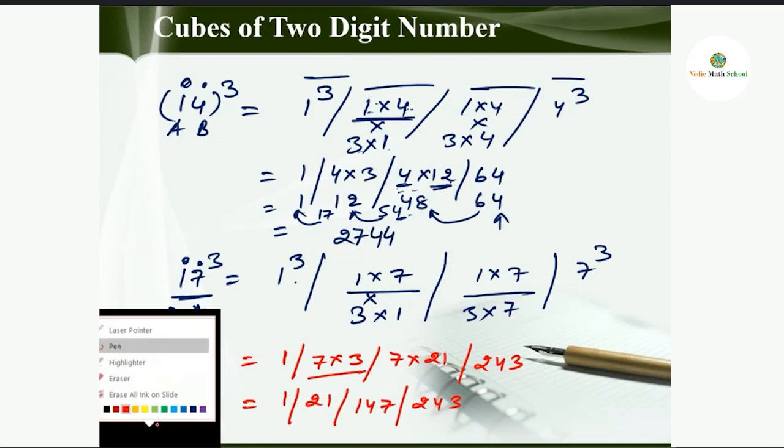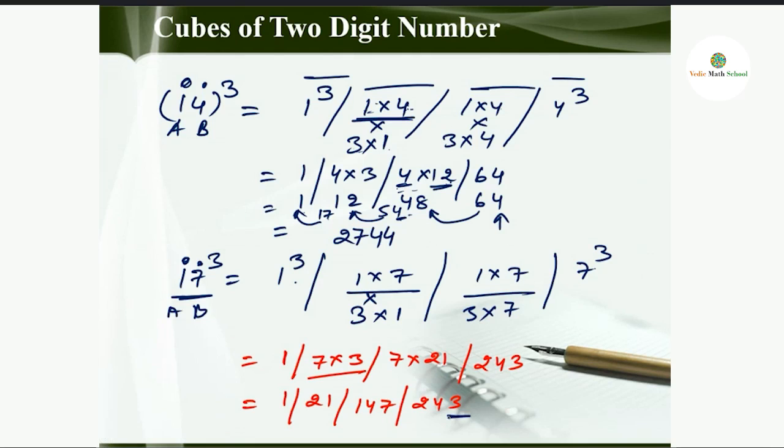Now I told you, you will have to write down only the first digit. So 3 I'm writing. Next is what? 24 we're going to add here. So this 147 plus 24 will become 171. So this 171 will be the number.